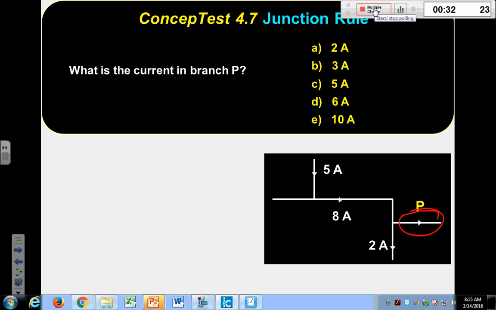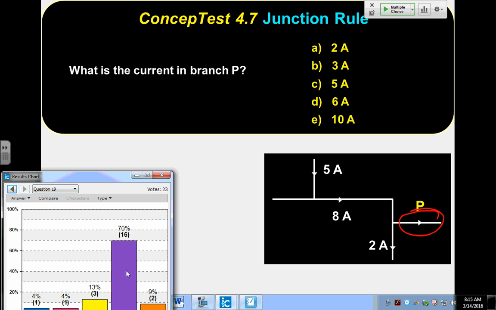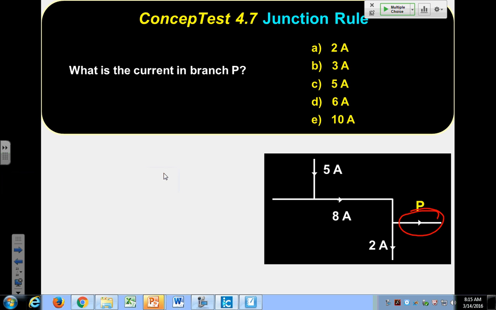The junction rule says that the incoming currents equal the outgoing currents. Okay, good. D is right. I have to have 6 amps. Because I have 8 amps coming into this junction and 2 amps going out, I also have to have 6 amps going out as well. That's just conservation of charge. You can't lose charges.